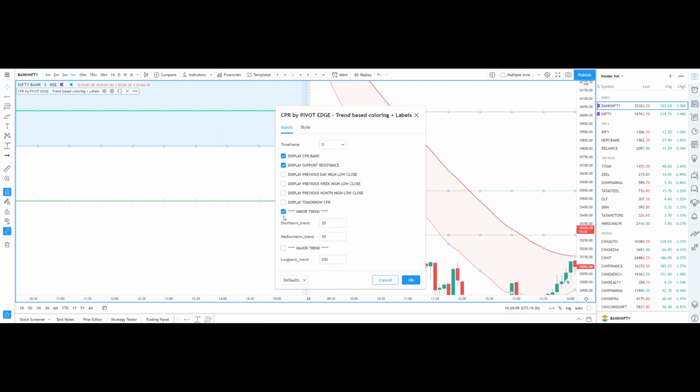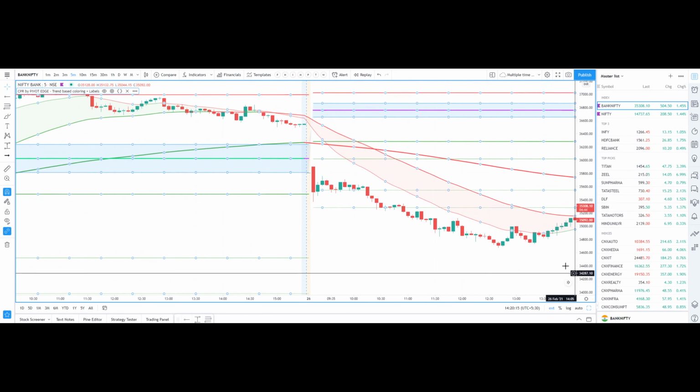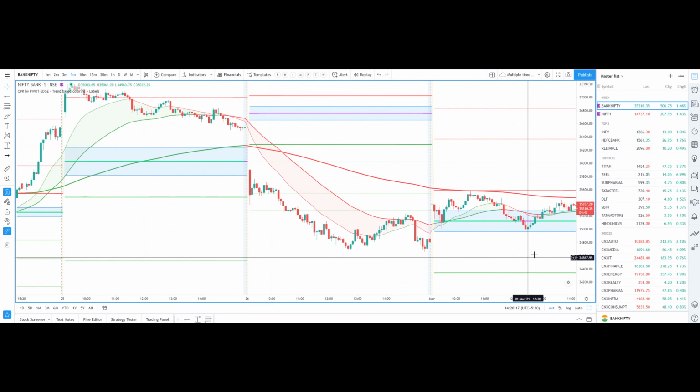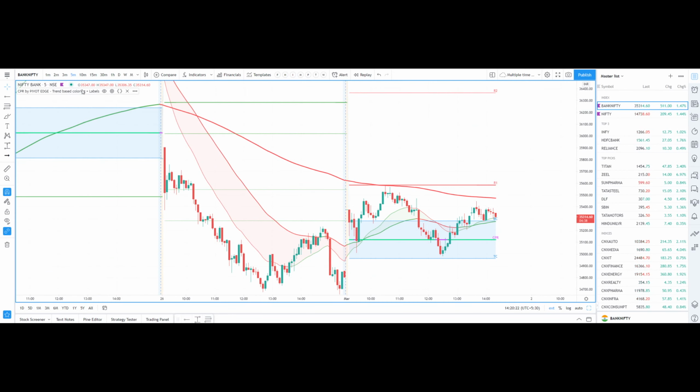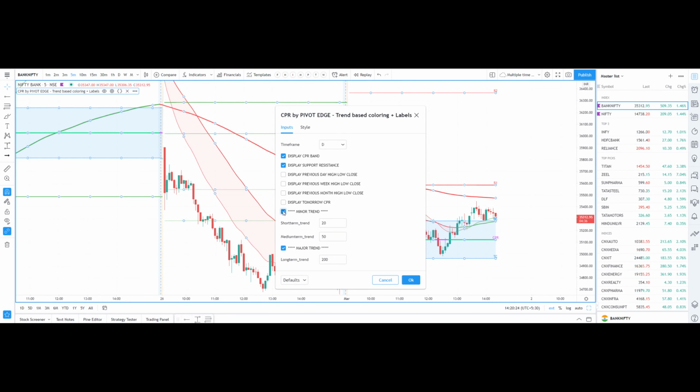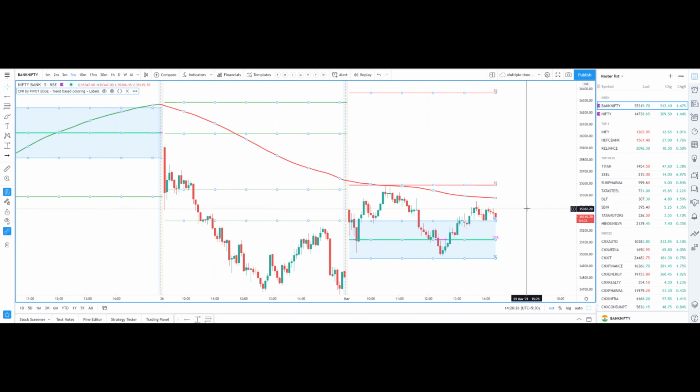Now let us see the next trend, the major trend. For the major trend, I have used a 200 period moving average. This 200 day moving average, you can consider to check the trend. What is the major trend?